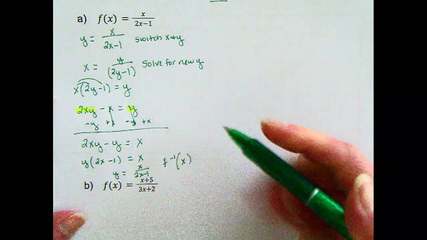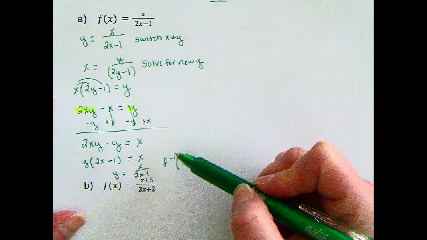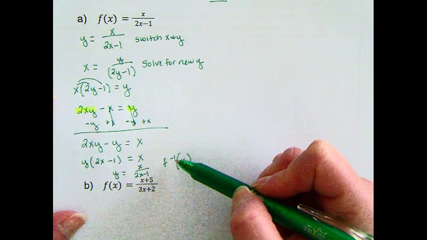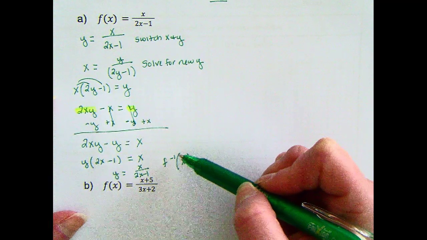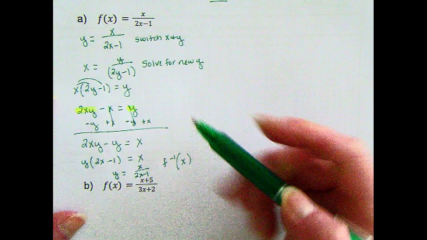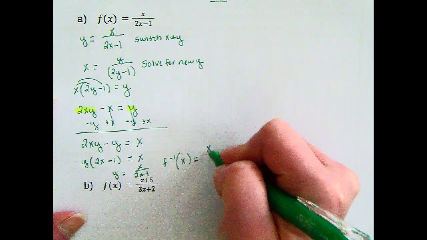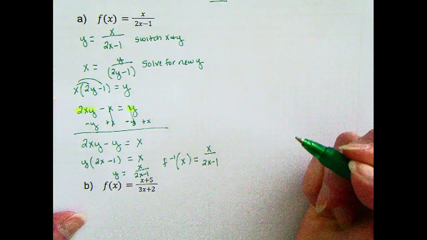Your inverse, if this was f, will be written as f inverse with this little -1 sign. That's not an exponent or a power. This legit means inverse of f. The inverse is x over 2x minus 1.